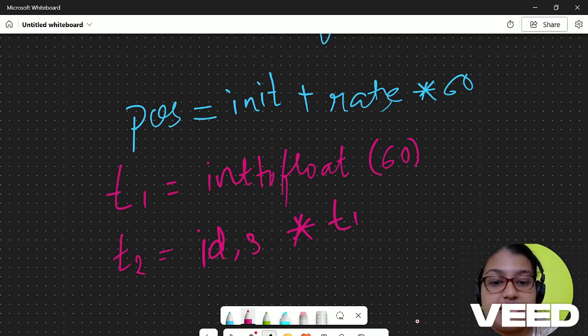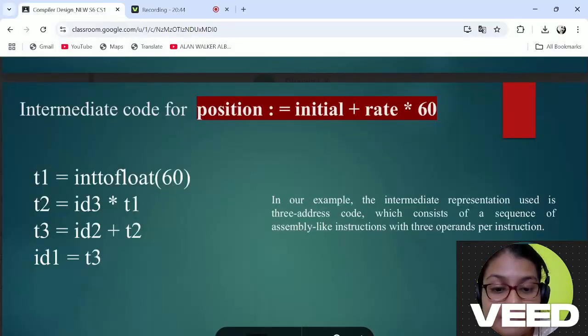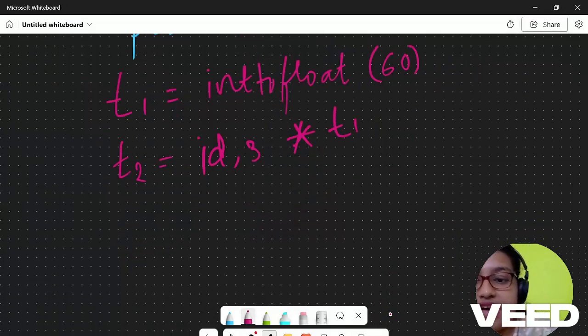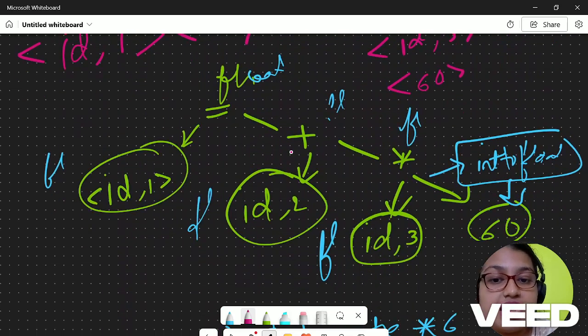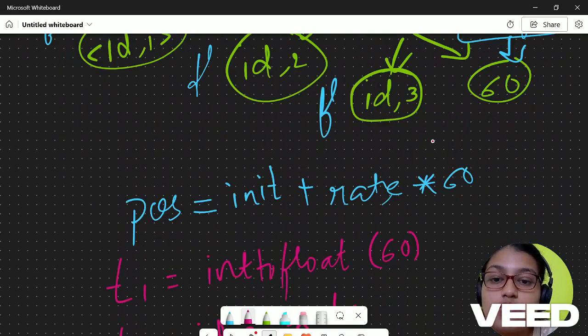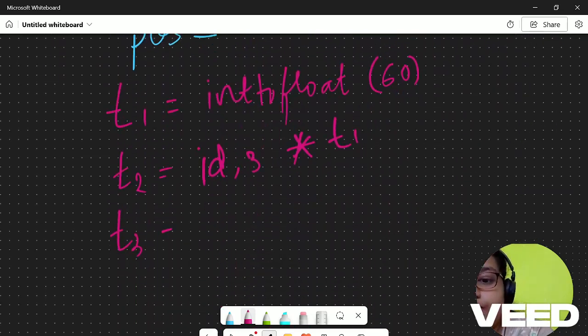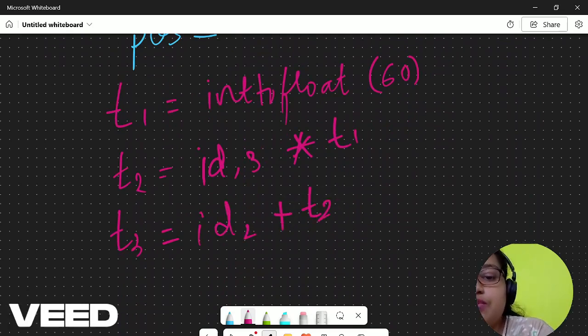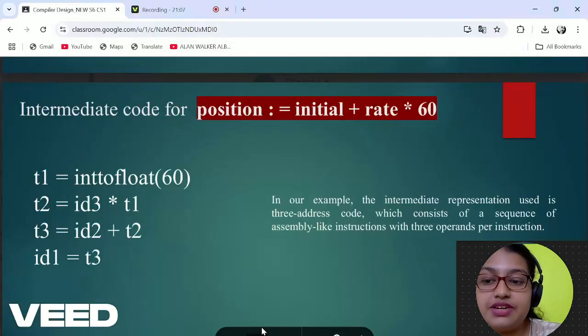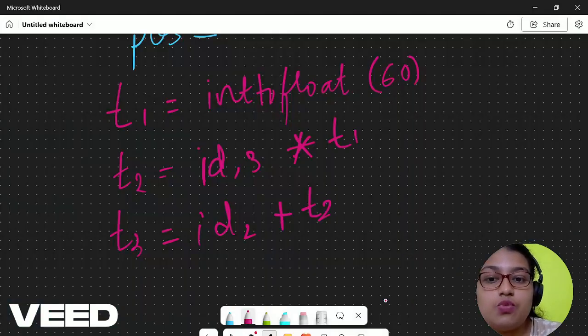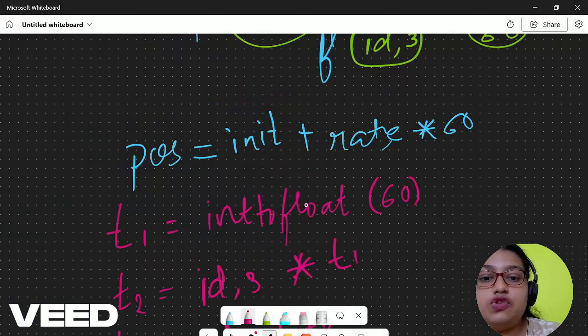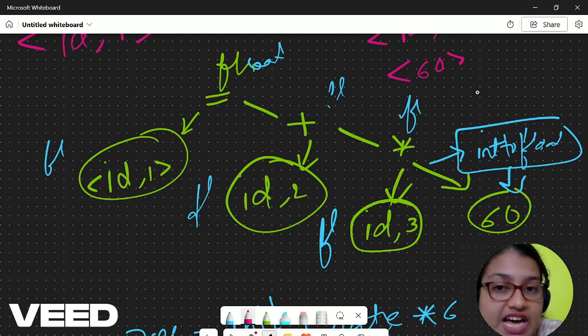Then what is the next thing? I need another variable t3. What do we do with this? In t3, I have id2 plus this whole thing. What is this whole thing? It is t2. So I can write id2 plus t2. Is that right? Yes. So this much value we have.